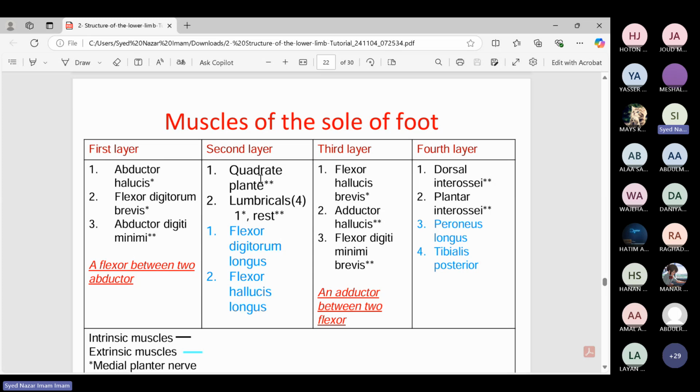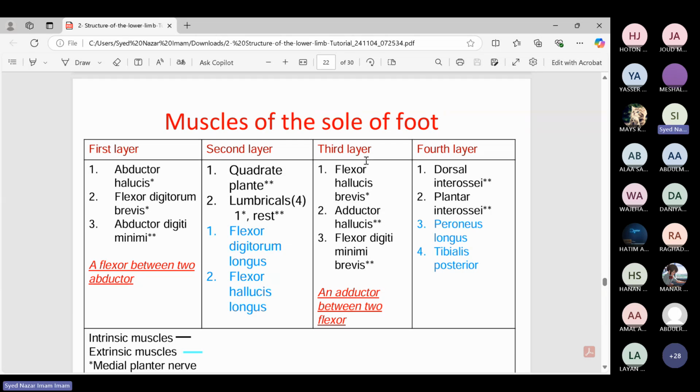Now, second layer, we have two intrinsic and two extrinsic. Extrinsic means they are coming from the leg. What are the intrinsic muscles? We have quadratus plantae and the lumbricals. Lumbricals are very, very important muscles. You have to know how many lumbricals we have, what is the action of the lumbricals, and what is the nerve supply of the lumbricals. The first one is from the medial plantar nerve and the rest is from the lateral plantar nerve.